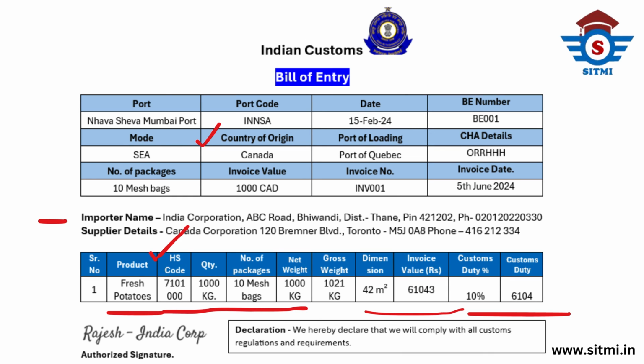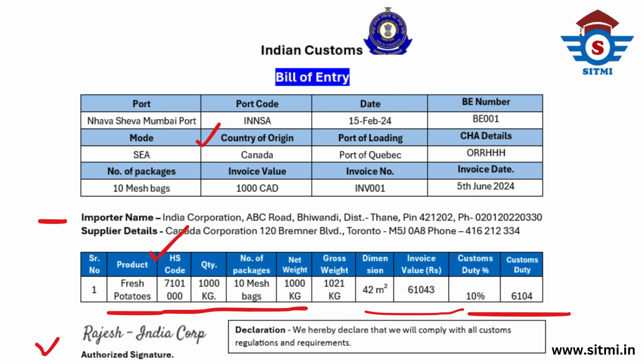The seventh point is supporting documents. The importer may be required to attach supporting documents to the bill of entry such as invoices, packing lists, certificate of origin, and permits or licenses depending on the nature of the goods and requirements of customs authorities. The next, eighth point is signature and declaration. The bill of entry is typically signed by the importer or their authorized representative, certifying the accuracy and completeness of the information provided. It also includes a declaration stating that the importer will comply with all customs regulations and requirements.